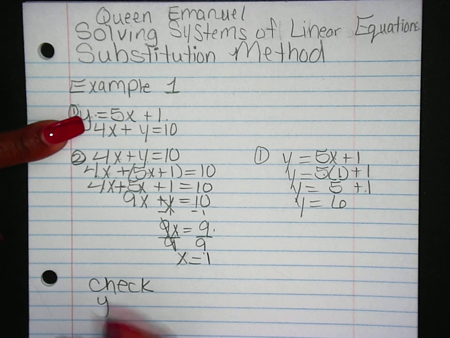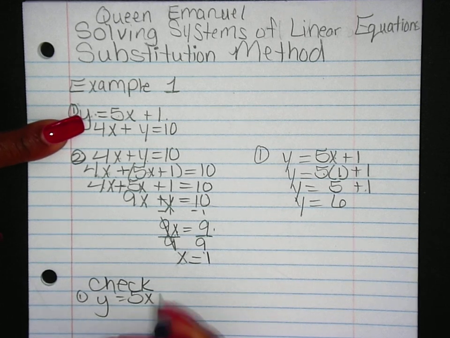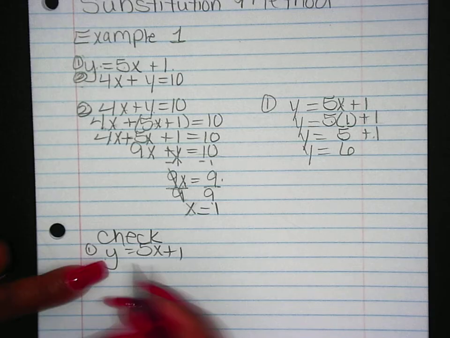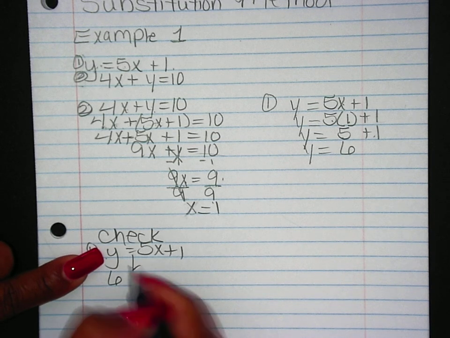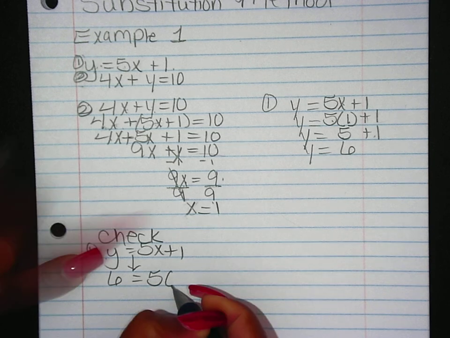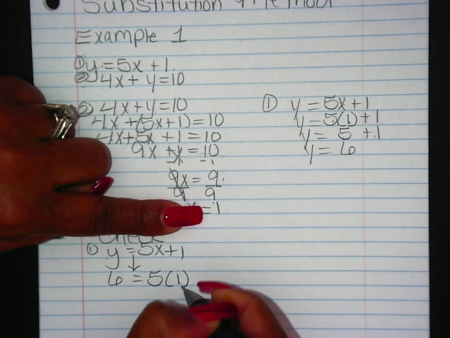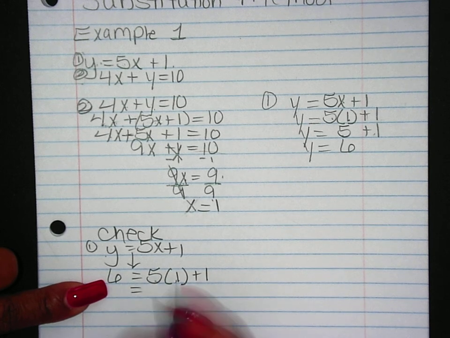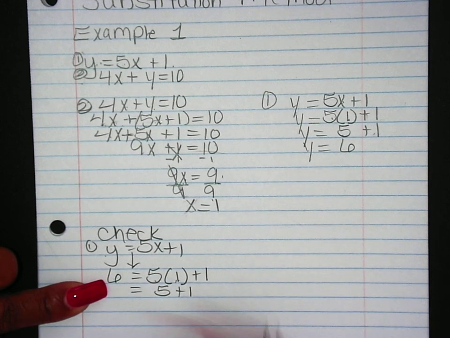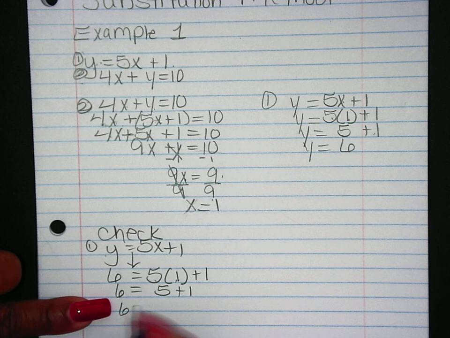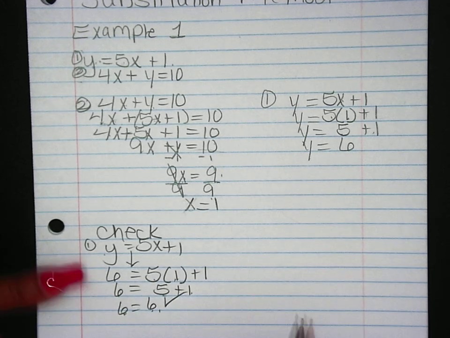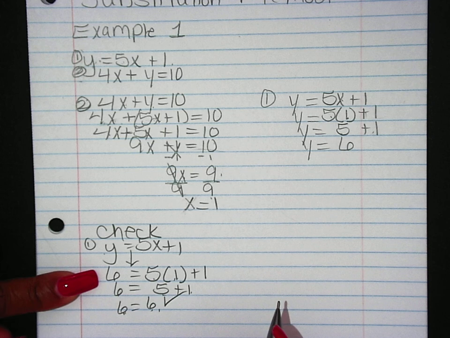So here I got y equals 5x plus 1. For y, I got 6, so I'm going to substitute 6 in here. Bring down my equal sign. 5 times x, I got 1, plus 1. So 5 times 1 is 5, plus 1. Bring my 6 down. 5 plus 1 is 6. I got 6 equals 6, so I did that correctly. It works for this equation.